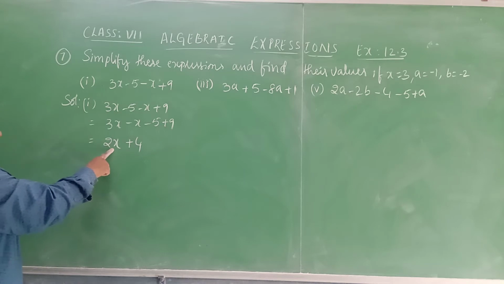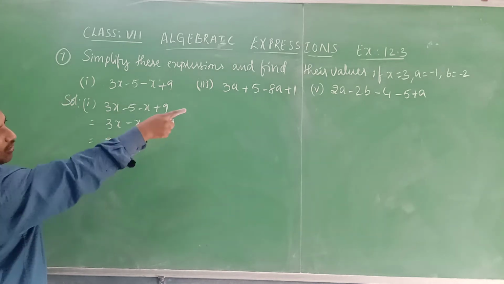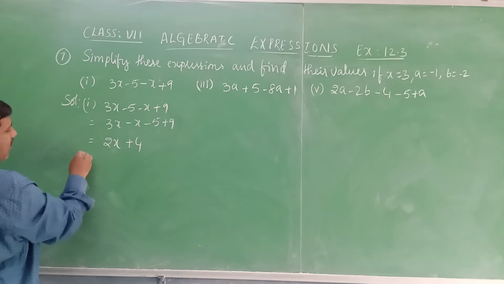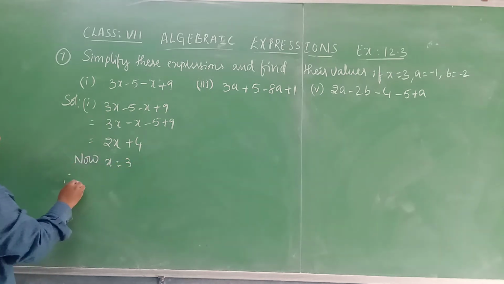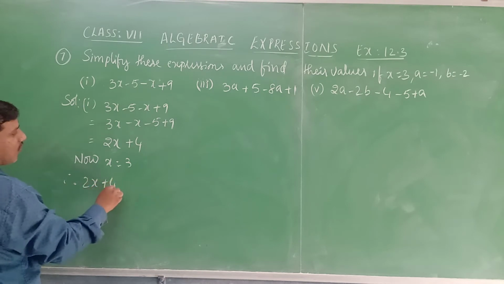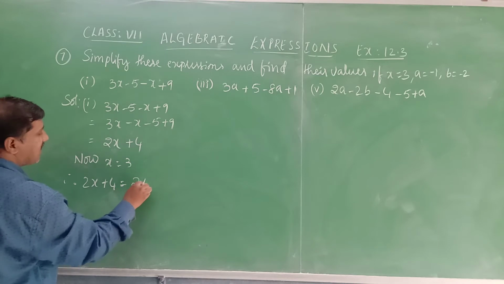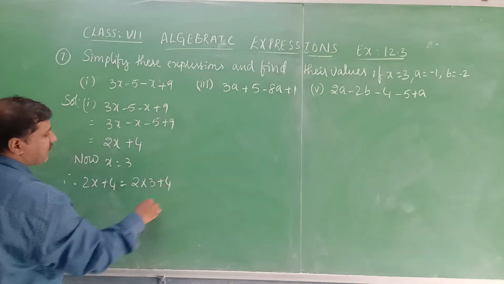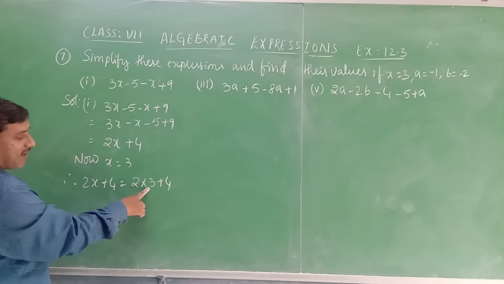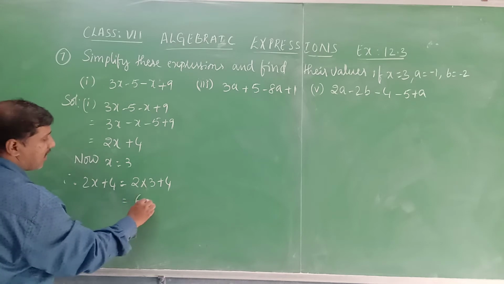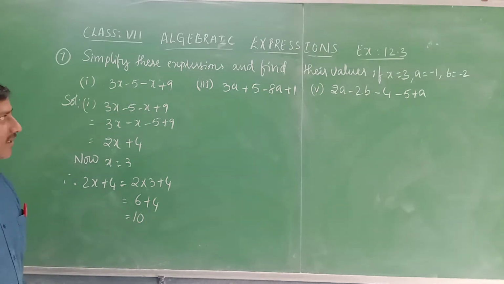Now find its value. Here in this we have only one variable, x. We know x is equal to 3. Therefore 2x plus 4 is equal to 2 into x, that is 2 into 3 plus 4. Multiply first: 2 into 3 is 6, plus 4, which is 10.